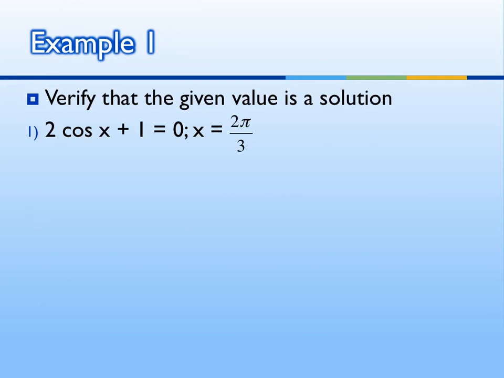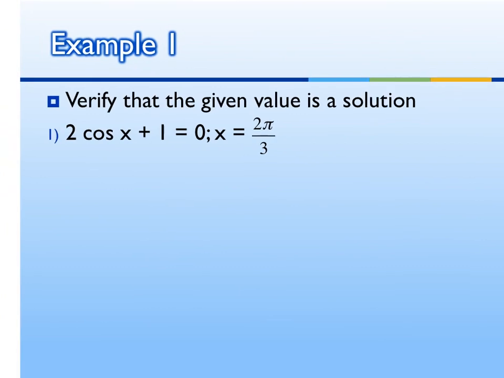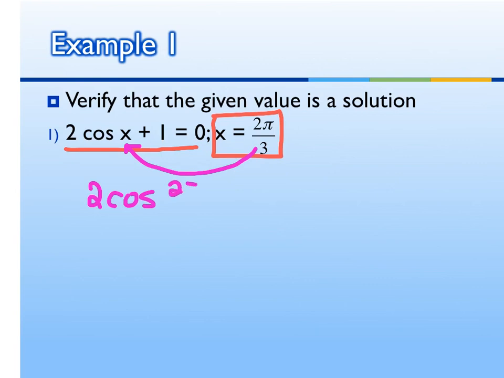So example 1 says to verify that the given value is a solution. So if 2 times cosine of x plus 1 equals 0 is my equation, and x equals 2 pi over 3, then how to verify this is simply take that 2 pi over 3 and plug it in for x. So I get 2 cosine 2 pi over 3 plus 1 equals 0.